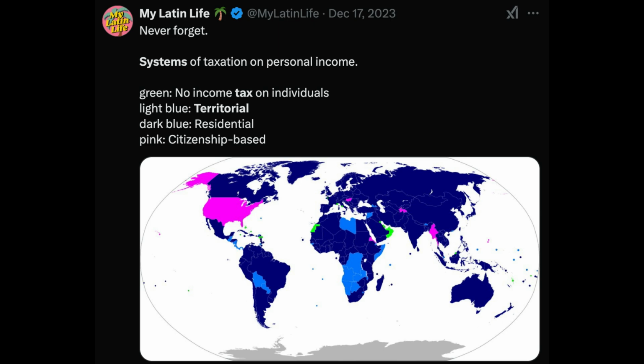In practice, only the income you generate from activities within the country is subject to taxation. This includes earnings from local employment, rental income from property within the country, or income from local investments. If you're an expat working in a country with a territorial system, you won't pay taxes to that country on income from your home country or other foreign sources, unless that income is brought into or deemed to be sourced from within the country.